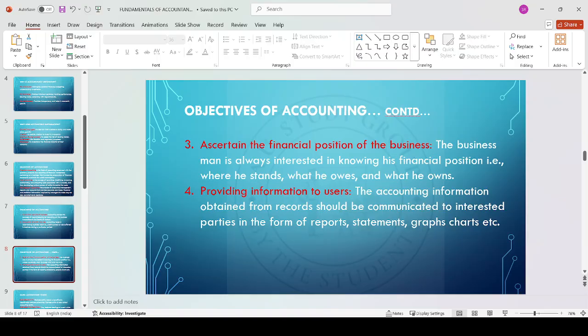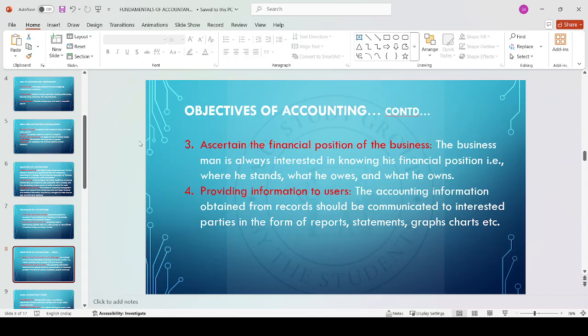Okay, now this also means understanding what the business owns, what it owes to others, and the owner's stake in the business. Basically, what is the financial position of the business: how much other people owe them, how much this business owes others, and how much the owner has put in as capital. Everything can be ascertained.